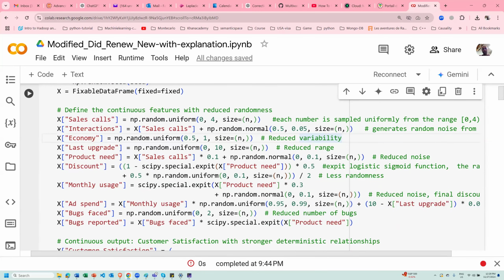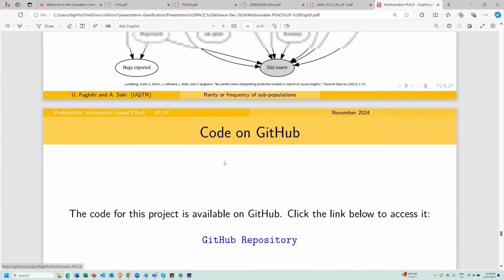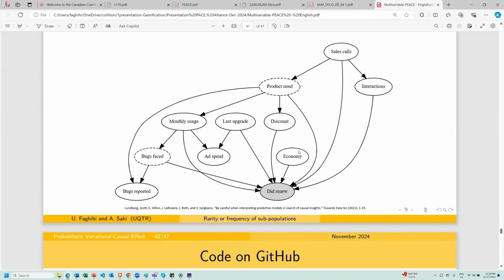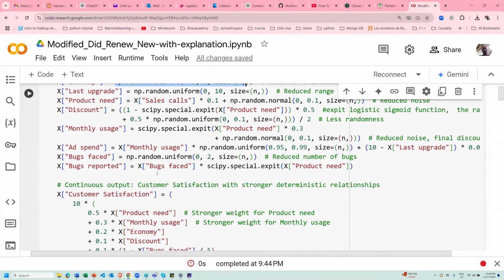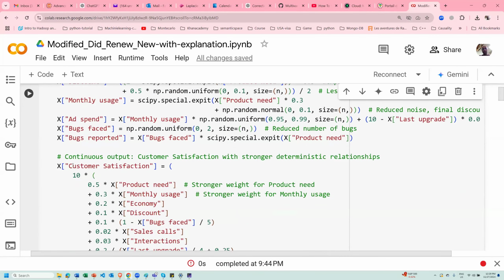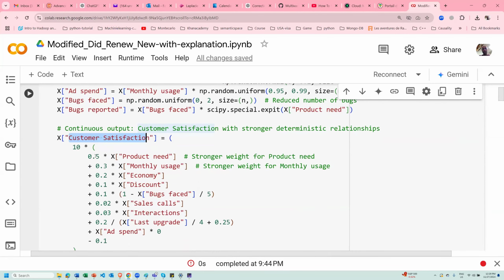Then we have economy. Economy is not dependent on any other variable. Here you see that it is not influenced by any other variable. What is important is that the customer satisfaction, the Y that we are looking for, is this formula: 10 multiplied by 0.5, 0.3, 0.2, 0.1, and so on. So it's multiplied by all these columns.